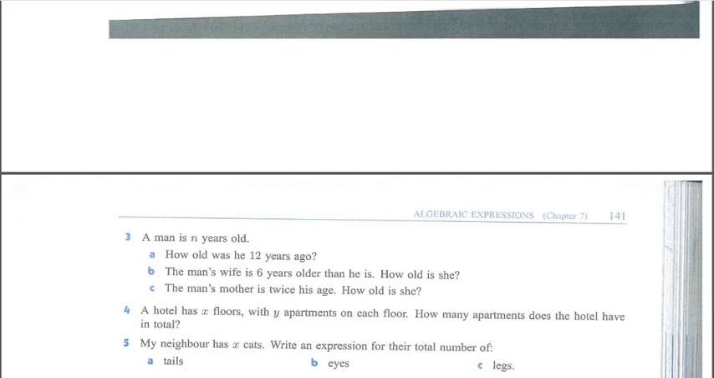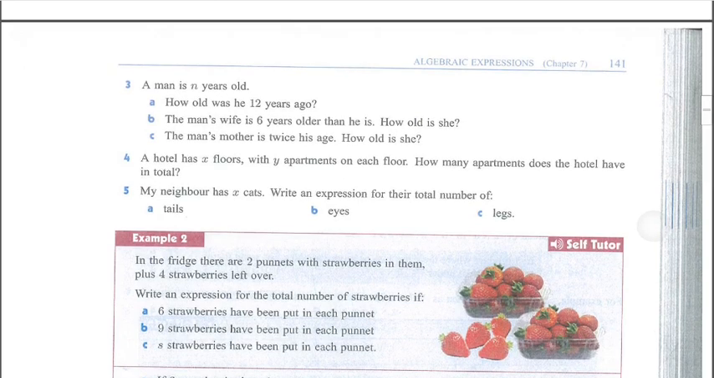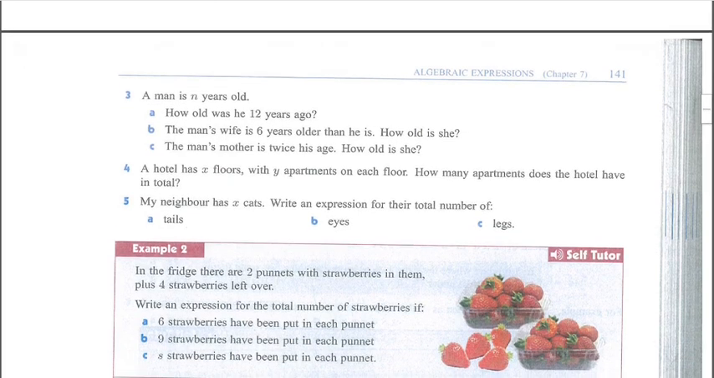So here's what I'm going to do, is I'm going to give you some to work on. Okay? Well, we'll do this one because I want you to see the pattern, and this pattern can sometimes be a little different. So in the fridge, there are 2 punnets with strawberries in them, plus 4 strawberries left over, right? So there's 2 punnets plus 4 more left over. Write an expression for the total number of strawberries if 6 have been put into each punnet.